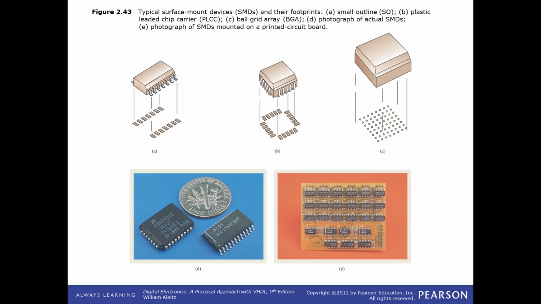So here are just a few different types of SMDs and their footprints. You can see on the left, here's a small outline SMD chip, and you can see these little metal pads. They don't show the circuit board, but the circuit board's like here. There are these little metal pads that make contact with the pins, the little legs of this chip, and the legs get soldered to these metal pads.